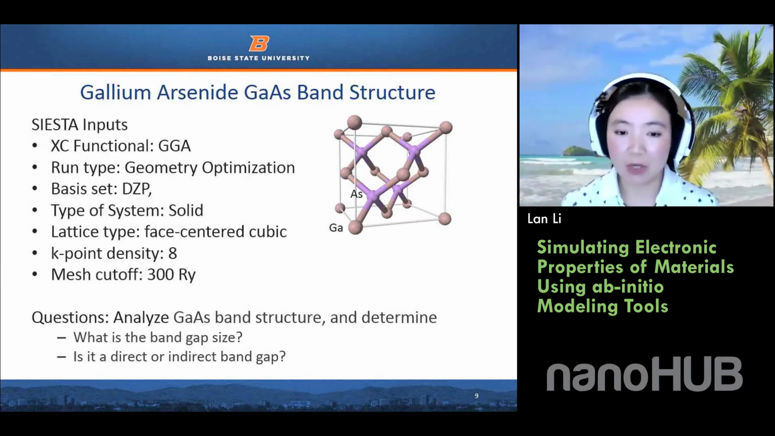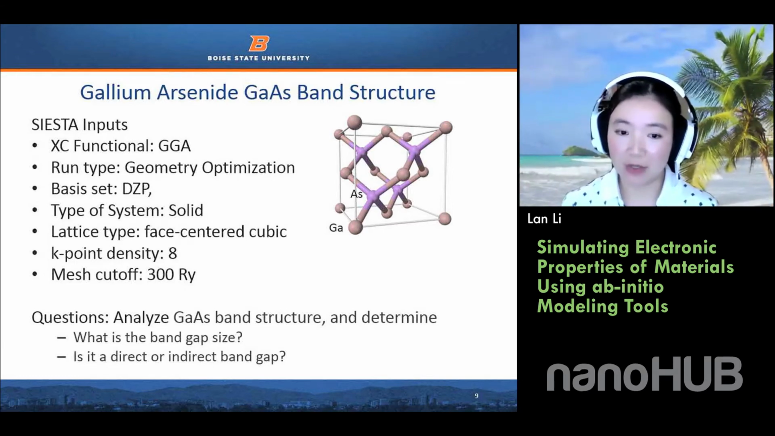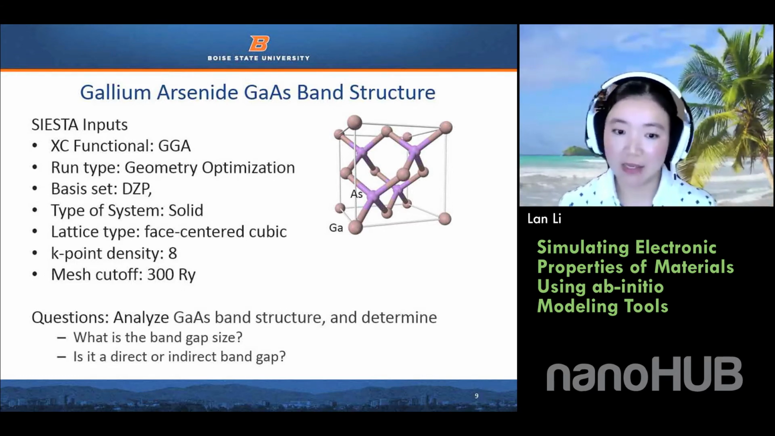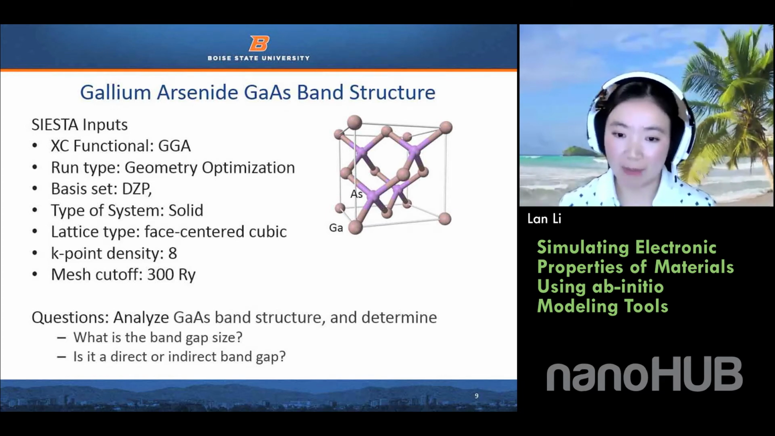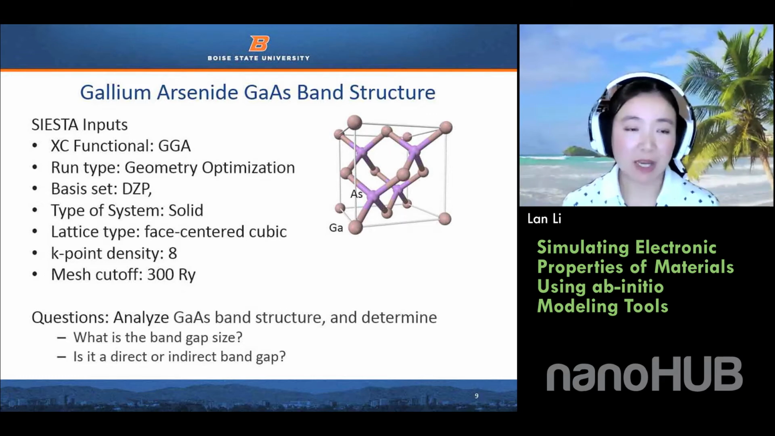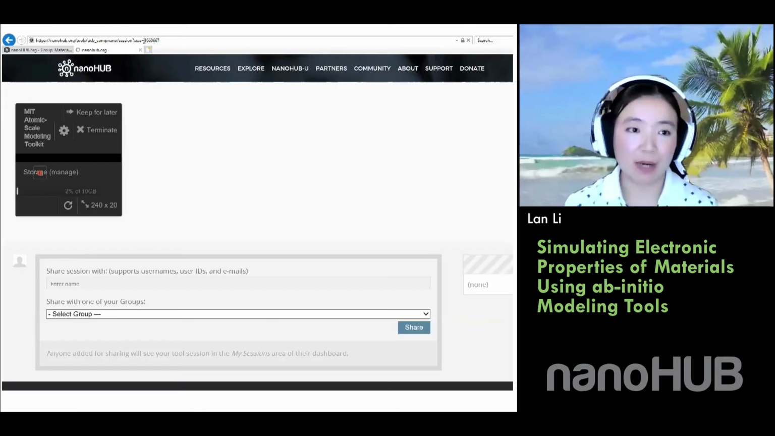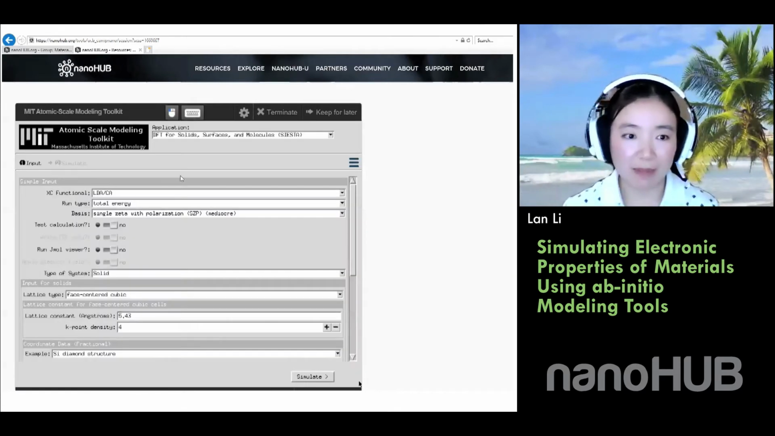My question for the student would be: I want to analyze this gallium arsenide band structure and determine, firstly, what is the band gap size, and is it a direct or indirect band gap? So we can go back to this. Sometimes it will black out, and don't worry. Normally I just refresh my browser, and then this window will pop up again.